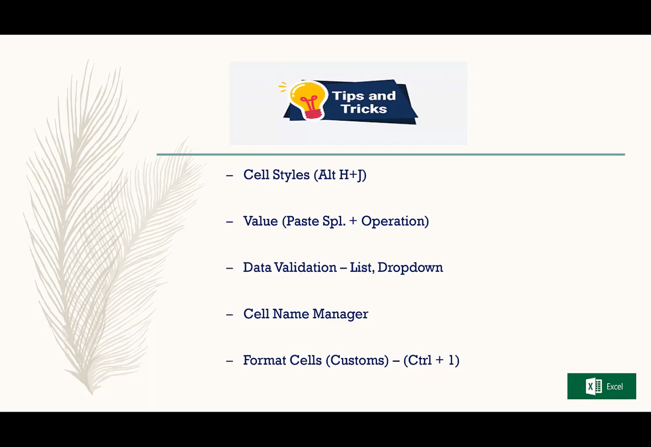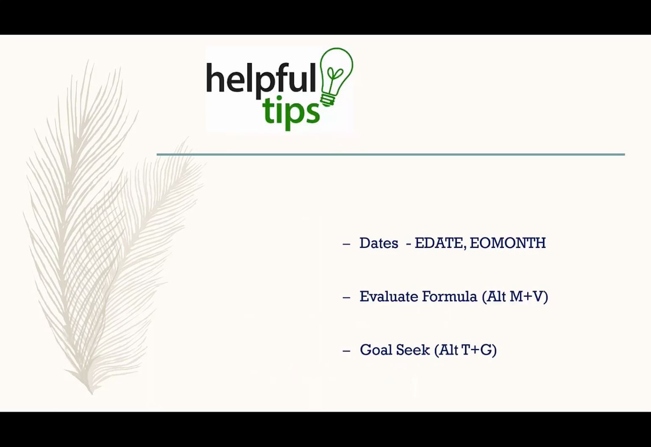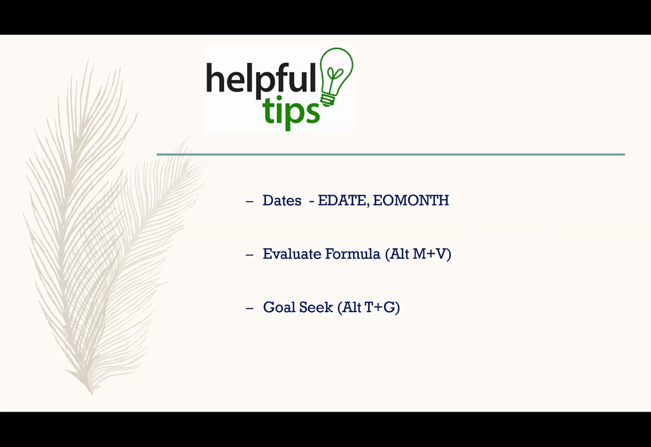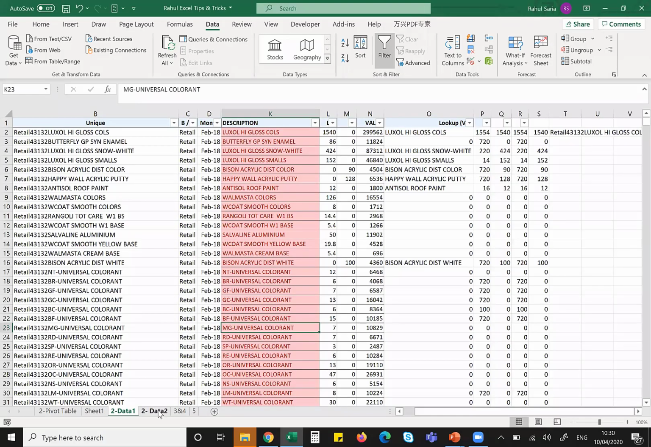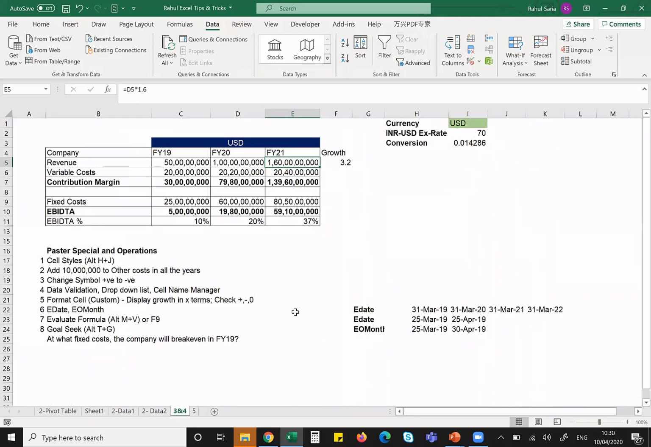Fourth, cell name manager. Fifth, format cells. Followed by that, some date formulas, evaluate formulas, and goal seek. Now, some of you may already be using these, but I'll show you how we practically use them. And if you have never used these, you will enjoy this thoroughly. That I can promise.